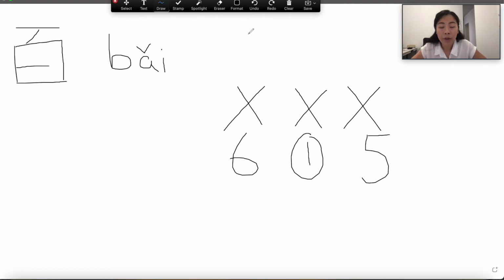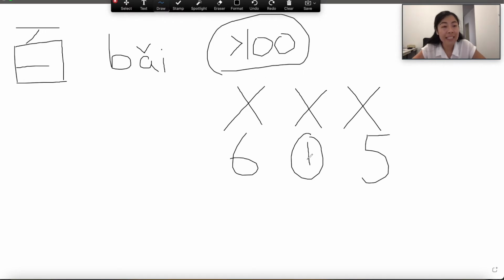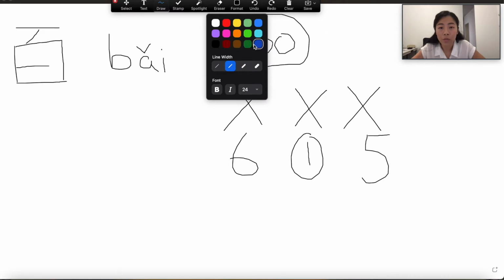But whenever you encounter numbers above 100, whenever you have the number 1 on the tens digit, it is pronounced with an extra one before the ten. So one more time, whenever you have the number 1 on the tens digit, for any number bigger than 100, it will be pronounced as one ten. So for example, this number 615 will be 615. All right, so let's get on to more practice.